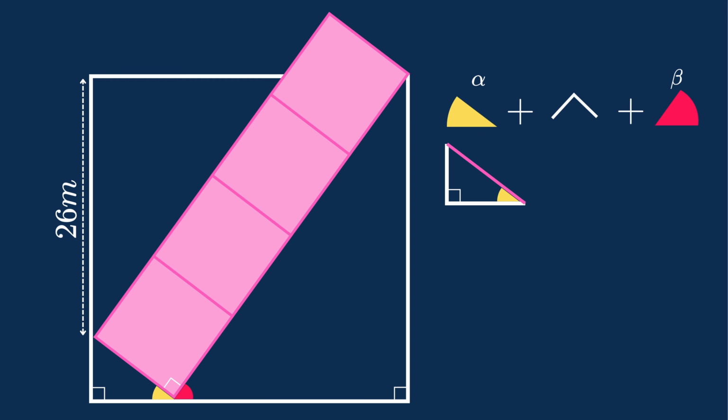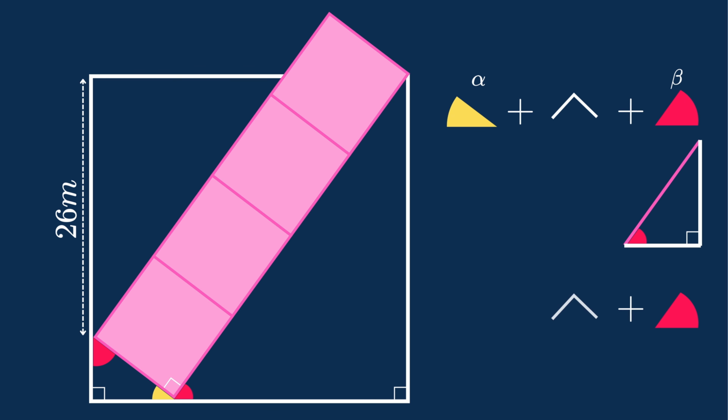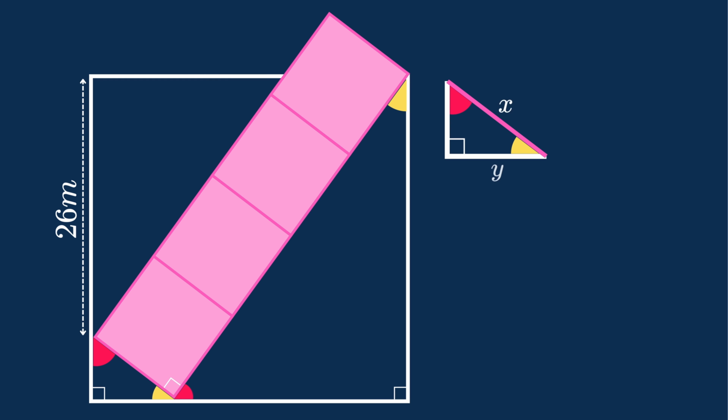On the small triangle, we have angle alpha and a right angle. So the third angle must be beta to add up to 180 degrees. And similarly, in our larger triangle, we have angle beta and a right angle. So the third angle has to equal alpha. We can now label the sides of the small triangle, x, y, and z.